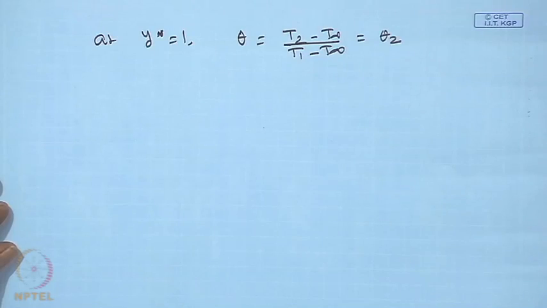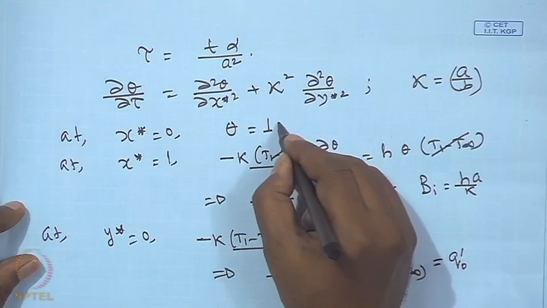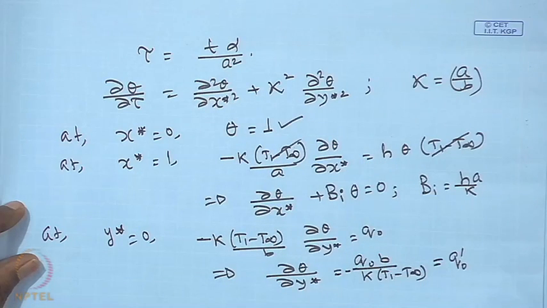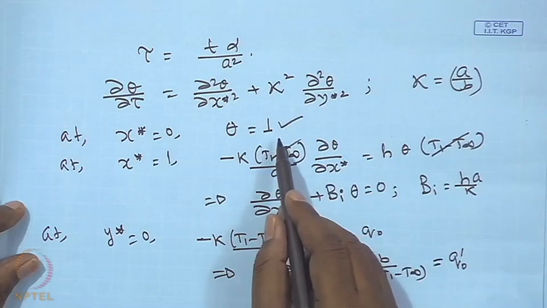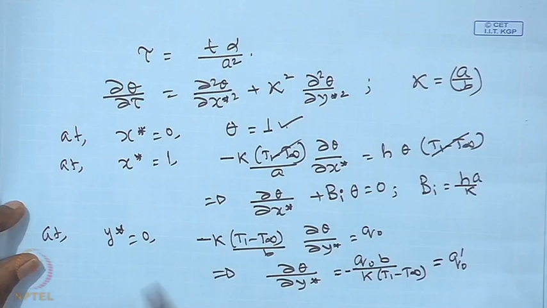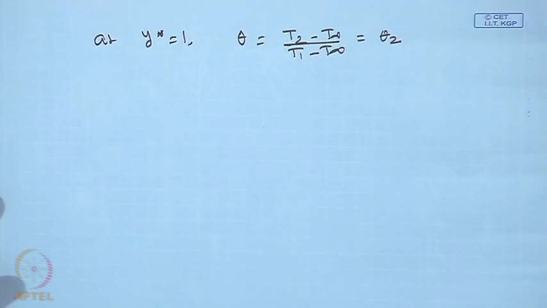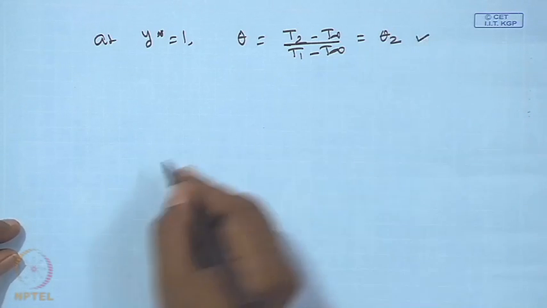Now, let us see in this problem how many sources of non-homogeneities are there. The initial condition is non-homogeneous. The boundary condition at x star equal to 0, that is non-homogeneous. This one becomes homogeneous. The boundary condition at y star equal to 0 becomes non-homogeneous, and the boundary condition at y star is equal to 1 becomes non-homogeneous.